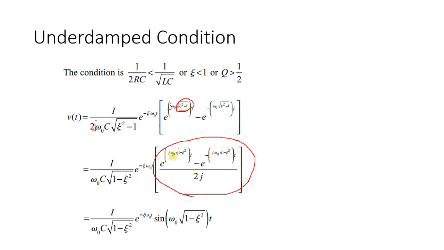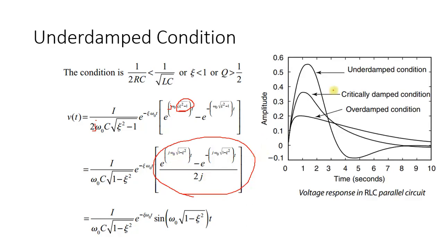So this is the corresponding final value of the underdamped condition in the parallel RLC circuit, and the corresponding response of the underdamped condition looks like this. Up to this I conclude my session.